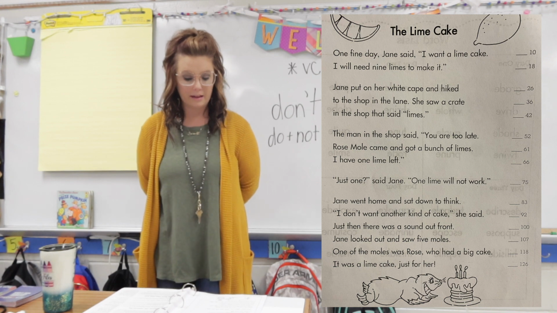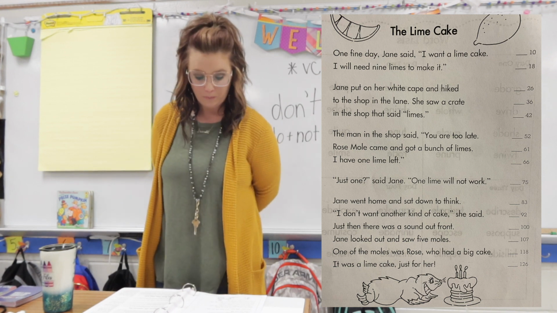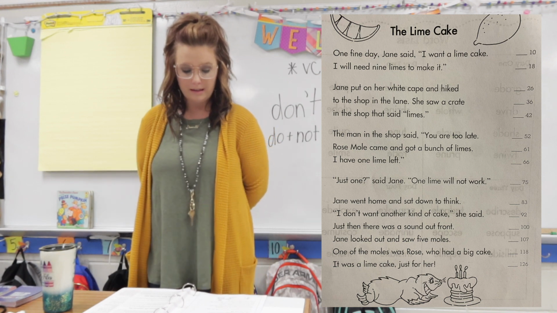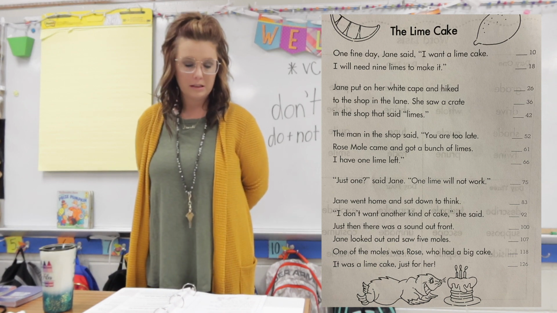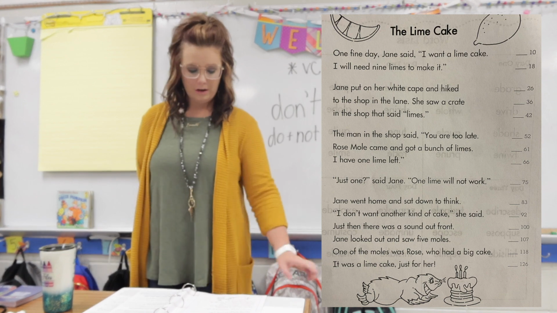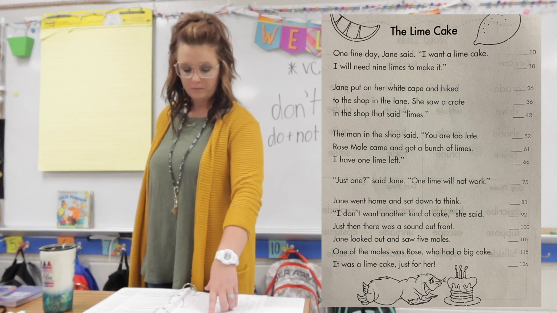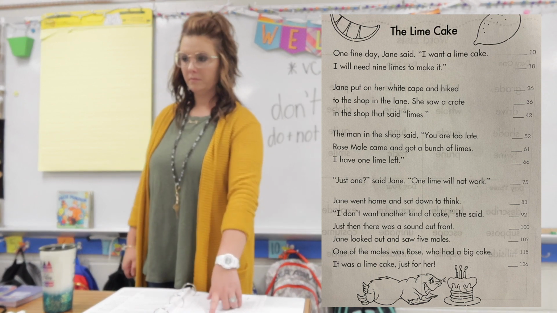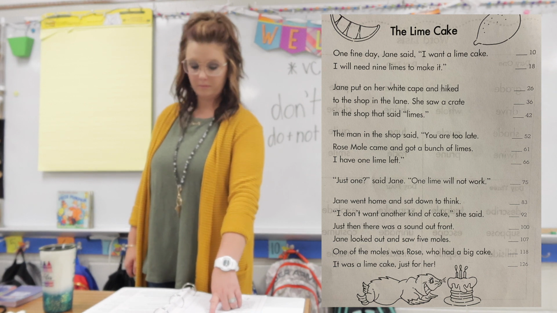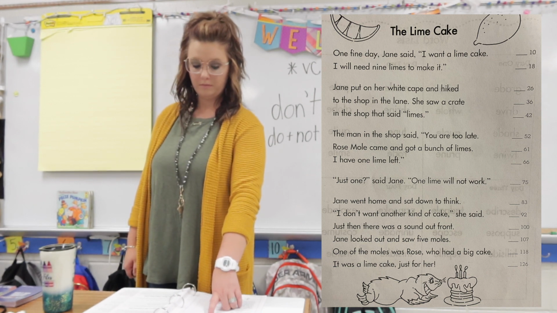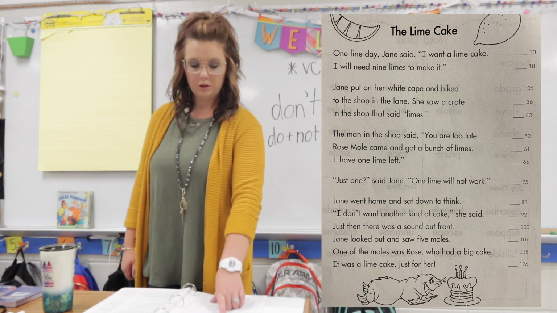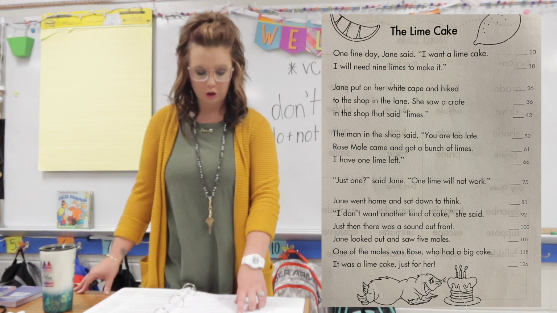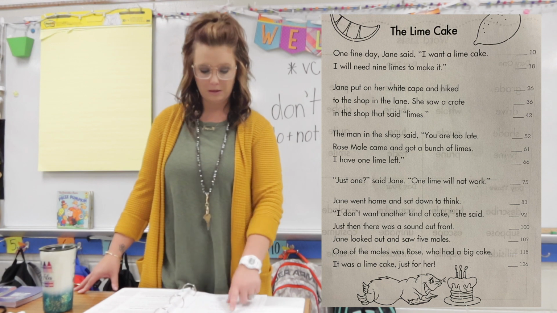I will need 9 limes to make it. Jane put on her white cape and hiked to the shop in the lane. She saw a, what is that word? Crate. How do you know it's crate, Howard? Because there's a silent E at the end. Which makes the A have what sound? Long vowel. The long sound. She saw a crate in the shop that said limes.